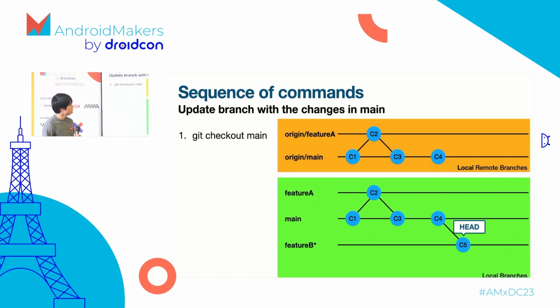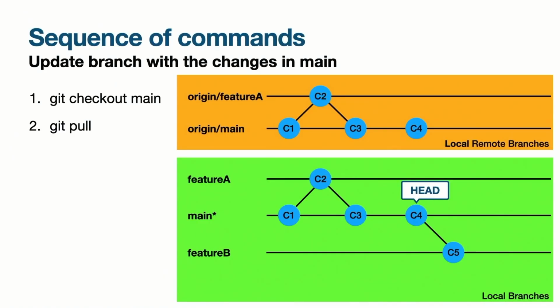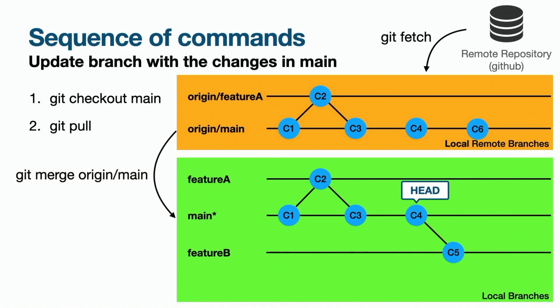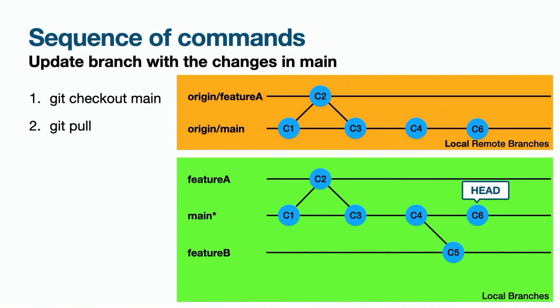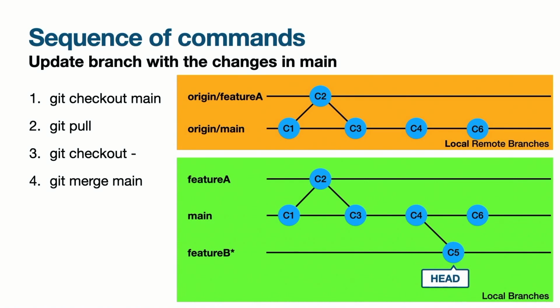So what you need to do again is git checkout main, perform git pull, which will do the fetch, then git merge orange main, and move the head. Now you do git checkout - to go back to feature B. Or you can just do git checkout feature B, but the hyphen goes to the previous branch that you were on. So now you're in C5. Cool. Now you can do git merge or git rebase, up to you. And then we create a new commit.